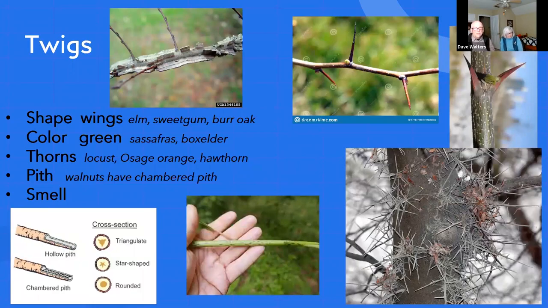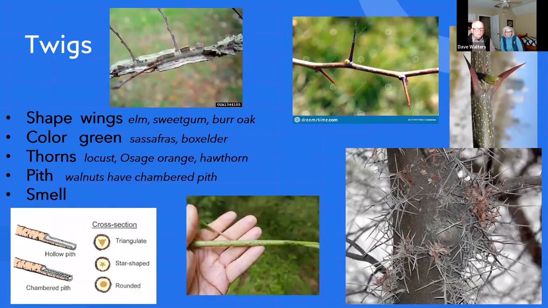All right, twigs are the next thing. So twigs are kind of cool. If you see wings on a twig, like is in the upper left, chances are it's an elm, a sweetgum, or a bur oak. So the quantity of wings is a function of moisture. Okay, some trees we identify simply by the color of the twigs. In the center picture on the bottom, that green, sassafras or box elder does that.